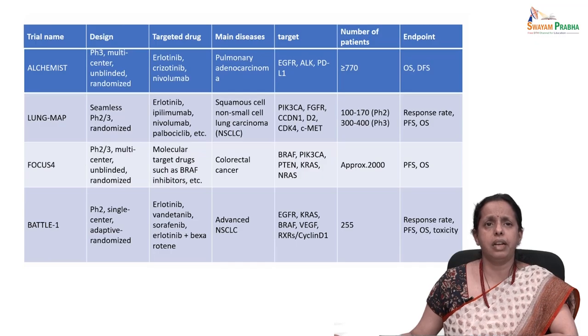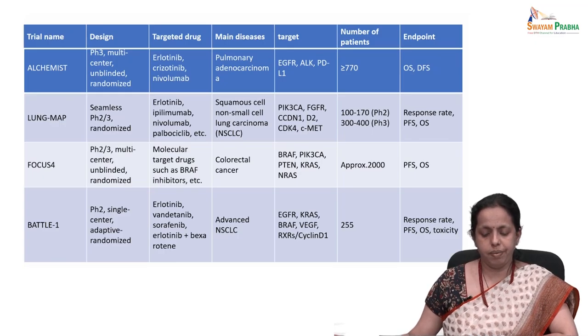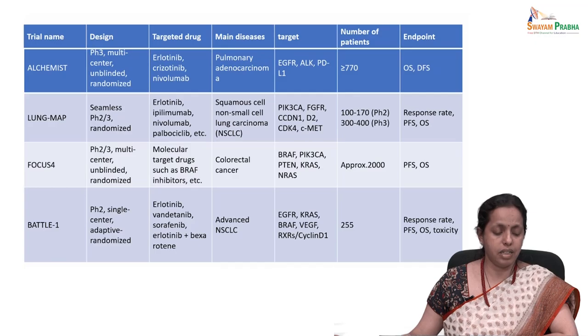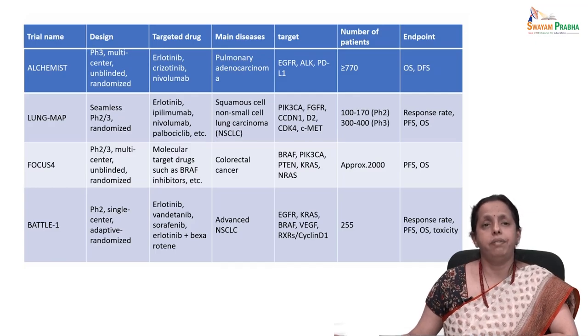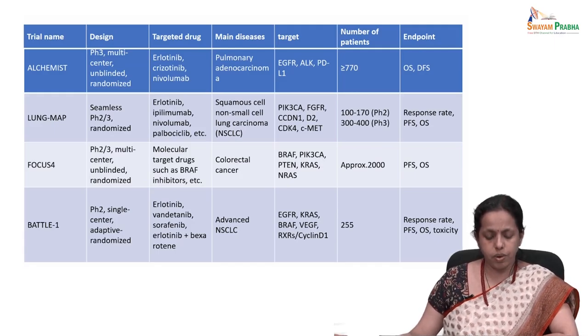Similarly, you have your ALCHEMIST, which we have just discussed, and then we have the Lung-MAP, a seamless phase 2-3 randomized trial, with 170 patients in the phase 2 and 400 patients in the phase 3. Then you had the FOCUS4, a phase 2, phase 3 designed multicenter unblinded randomized trial. You had drug targets such as BRAF inhibitors. And then you have the BATTLE-1 trial, a phase 2 single center adaptive randomized trial. Many of these drugs were used, targeting your EGFR, KRAS, BRAF, VEGF, RXRs and cyclin D1.